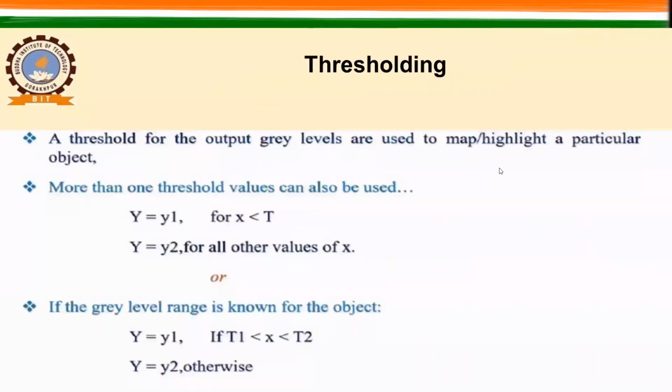So what is thresholding? In thresholding, how do we provide threshold of the DN values, and we make the different classes. So here our threshold for the output gray levels are used to map or highlight a particular object. So instead of identifying it using some different technique, this is one of the techniques where we say that this is my target and the value range of this particular object is ranging from 10 to 70, right? So my T threshold value will be like greater than 10 or maybe between 10 to 70.